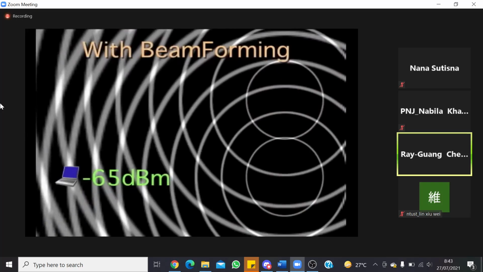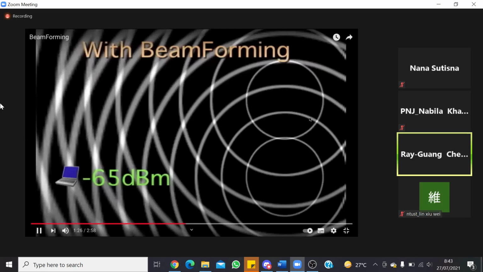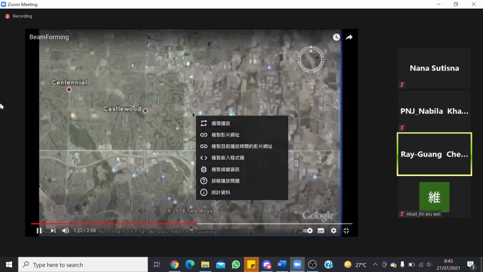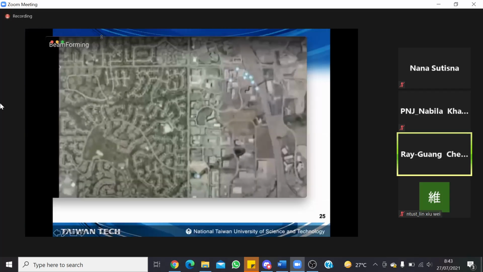This moves the crossover points, and as you can see, the crossover points are now directly at the laptop location. This virtually changed the signal strength at that location to move the laptop out of a coverage hole. Okay, now let's take a look at how beamforming performs in an actual facility.